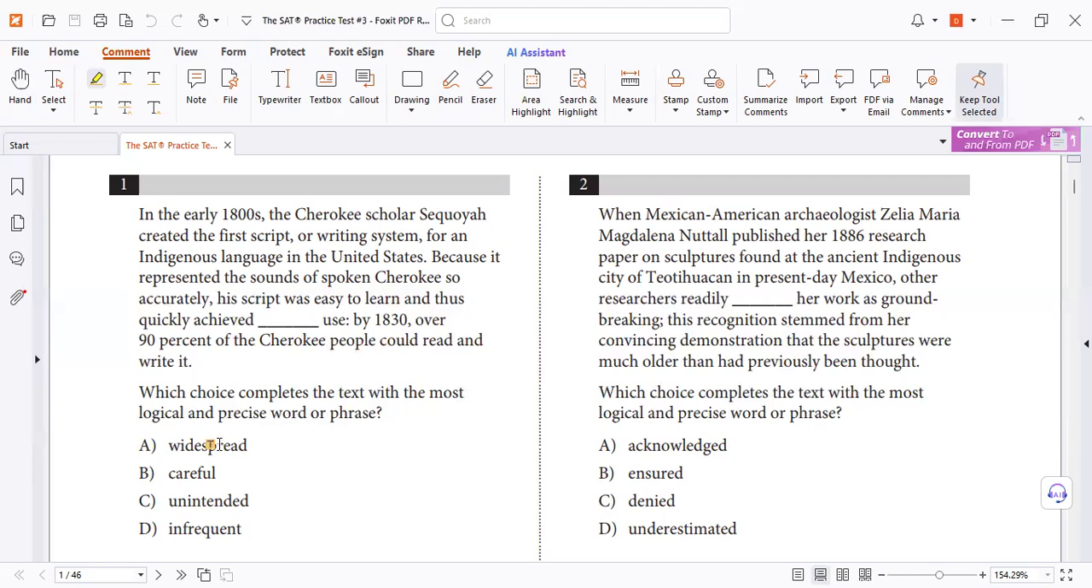Letter A. Letter A, correct. Letter A again. Letter A, it's correct. Perfect.